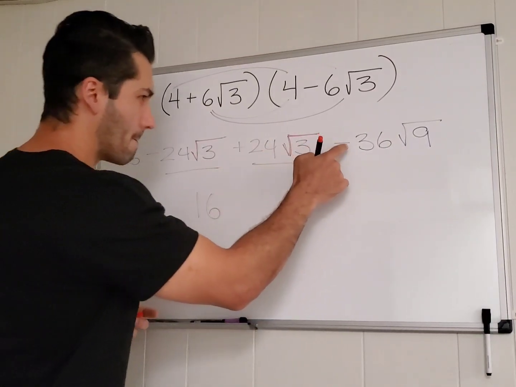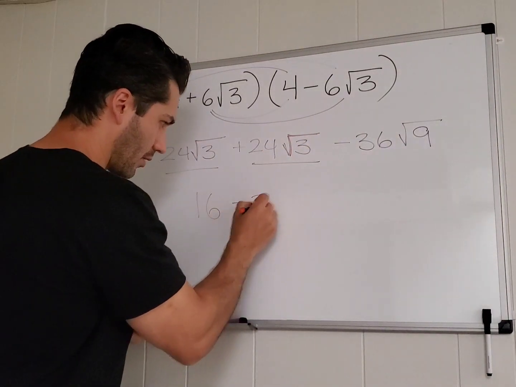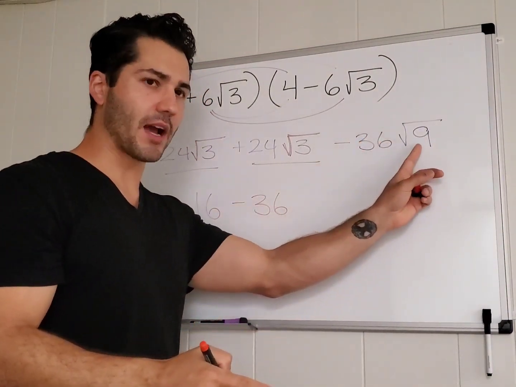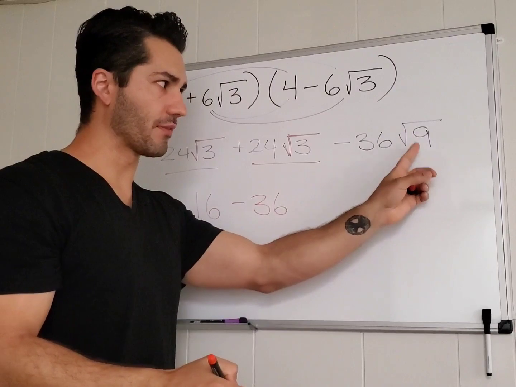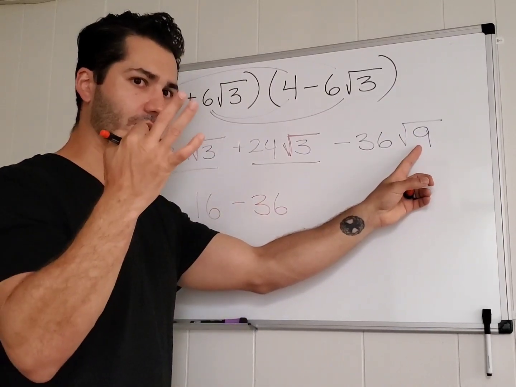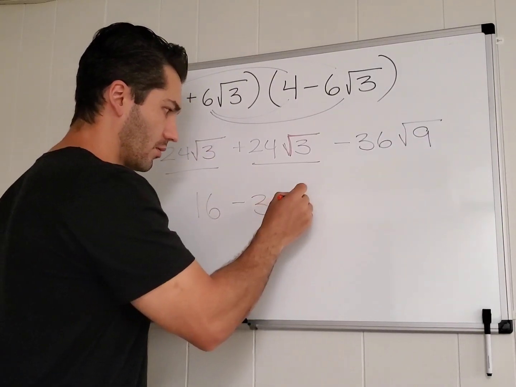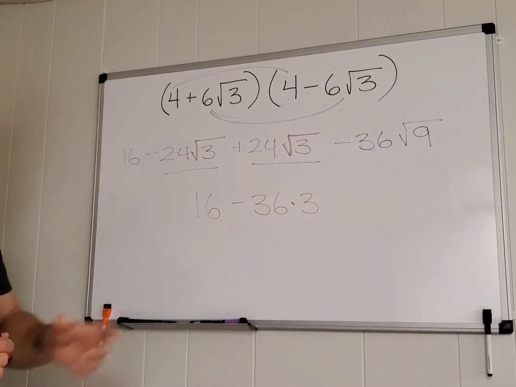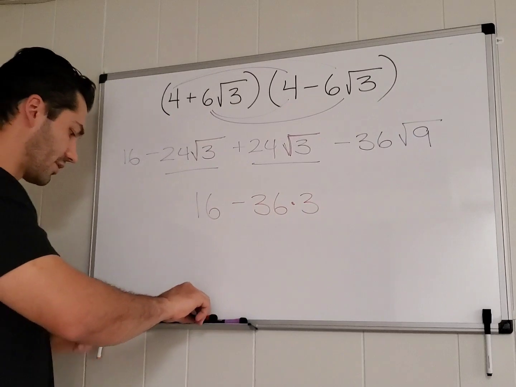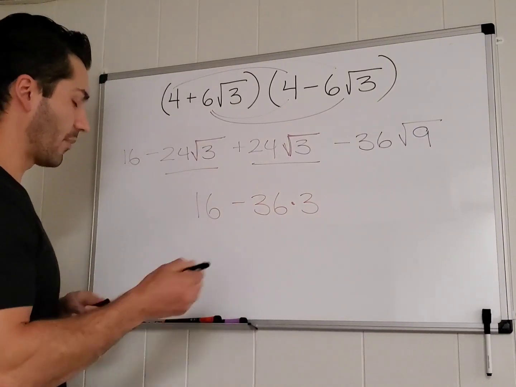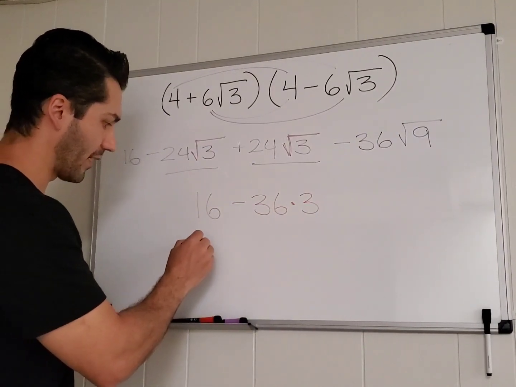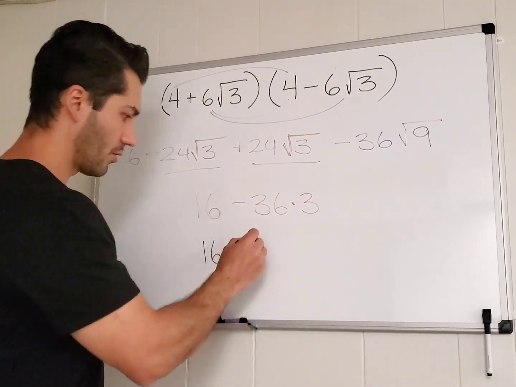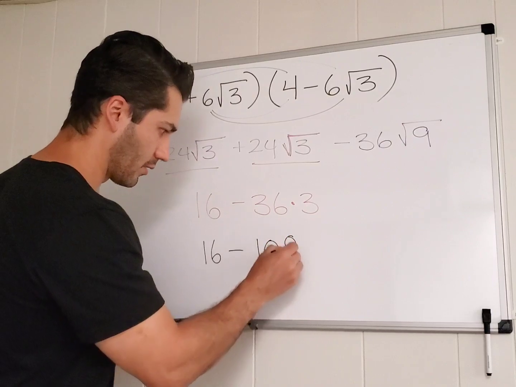16 minus 36 radical 9. But that's square root of 9. I know the square root of 9. The square root of 9 is just 3. So that's where you're at right now. 36 times 3. Hey, I know 36 times 3. I mean, I don't know it. I have to actually figure it out in my head. But this would be 16 minus 108.